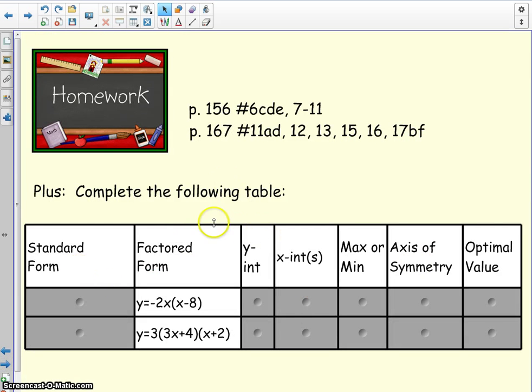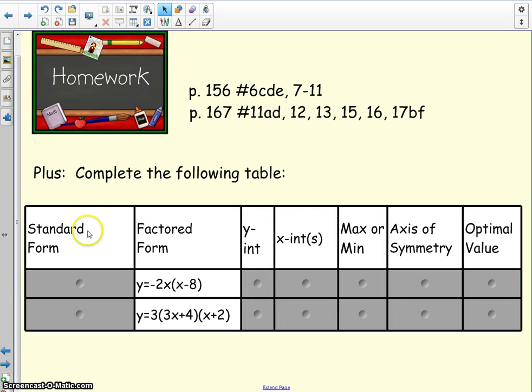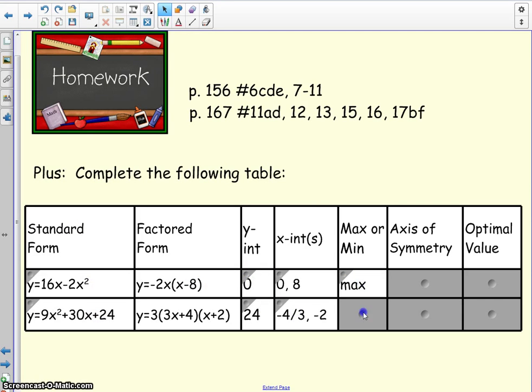So you continue the homework I assigned yesterday. I also asked you to complete this chart, so I'll reveal the answers there so you can check your answers. Continue working through the homework, and then going forward we're going to do a few more word problems and get ready for the end of the unit.